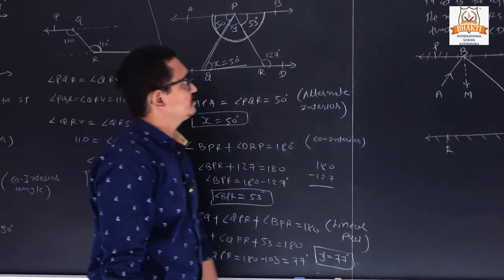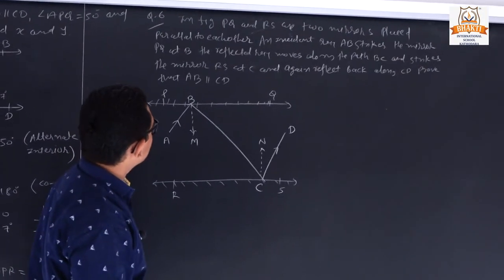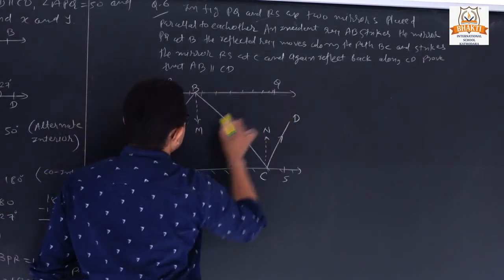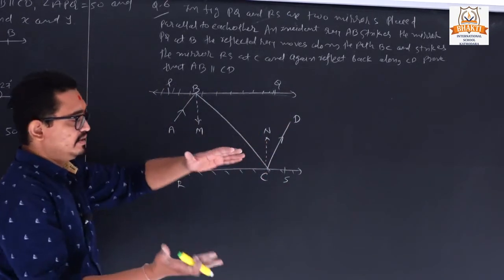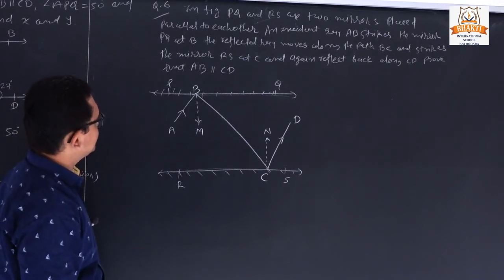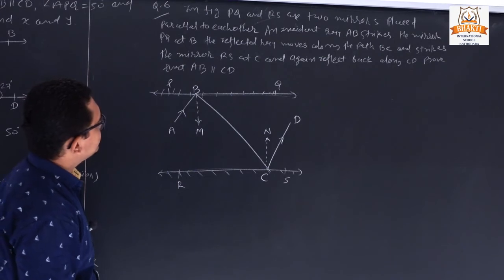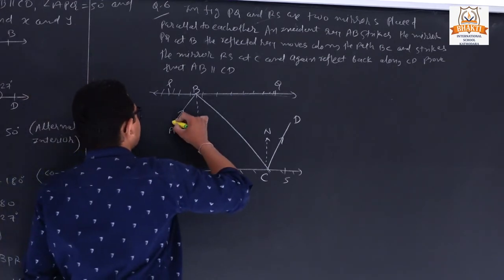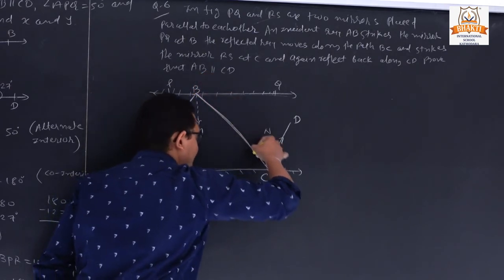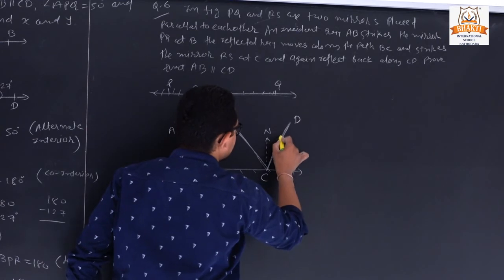Now next, the last question of the exercise. The figure shows PQ and RS are two mirrors. So this is a mirror. Clear? We can put the mirror like that, placed parallel to each other. An incident ray AB strikes here. So one ray is going here, it strikes, so it is reflected back. Once again it is reflected from here, so once again it is reflected back.